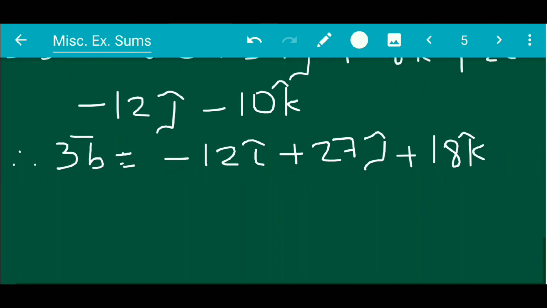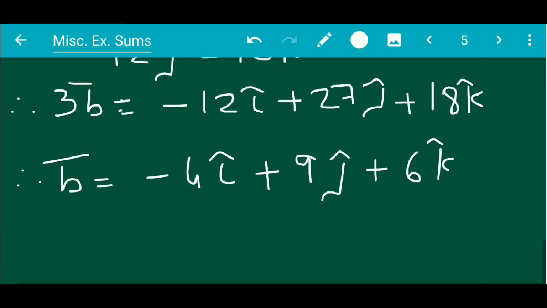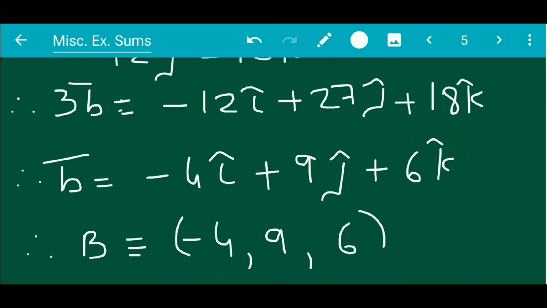We take 3 from the LHS onto the RHS, it gets divided, and thus we get the value for B. The position vector of B becomes, by dividing by 3, minus 4I plus 9j plus 6k. Therefore, what are the coordinates of B? Correct, they are the coefficients of I, j and k. So therefore point B is given as minus 4, 9 and 6. So this becomes your final answer.